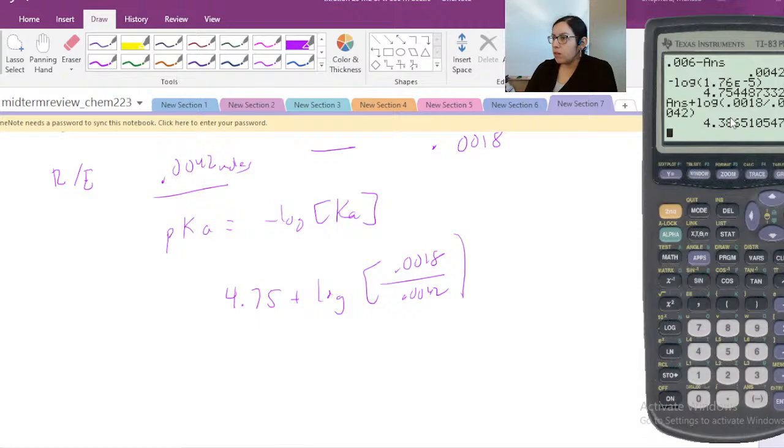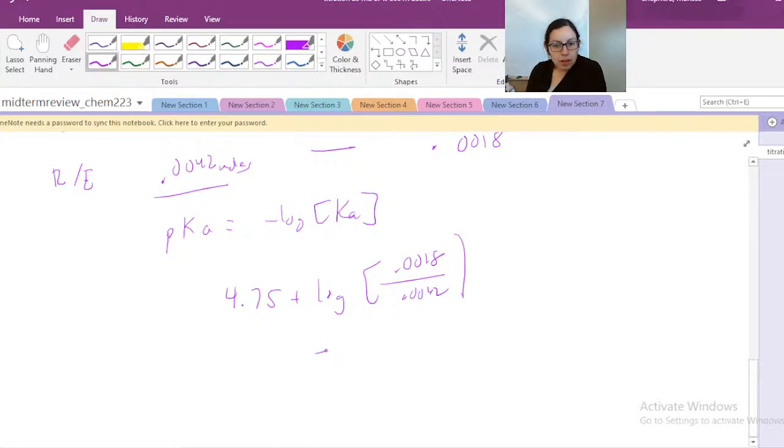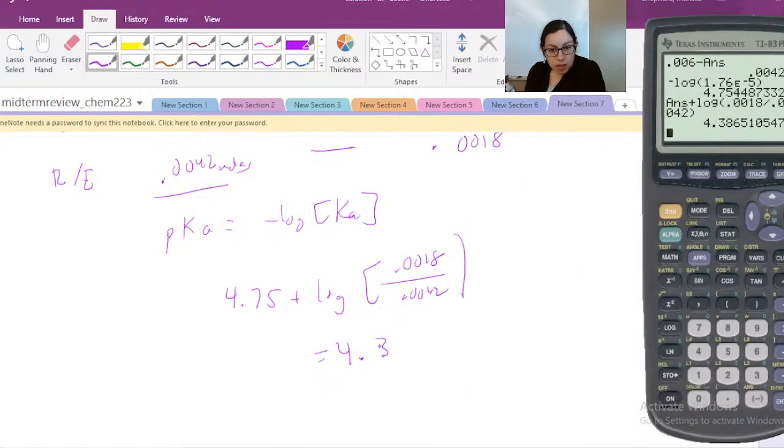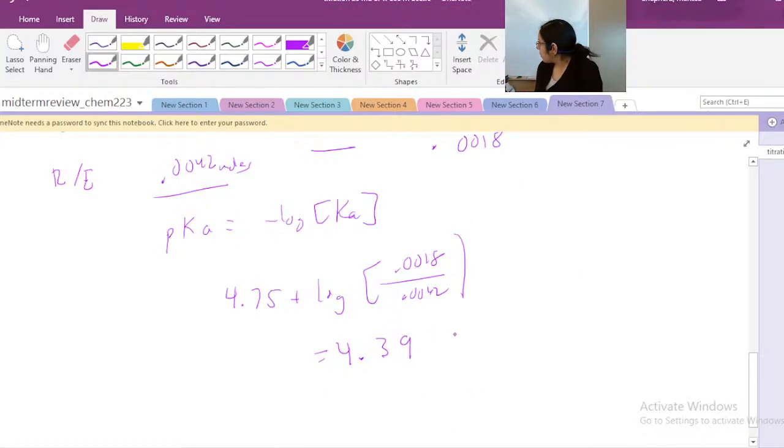So do we get this for the pH? I see some agreement. So 4.3, I'll round it to 3.9 there for our pH. All right, so that looks good.